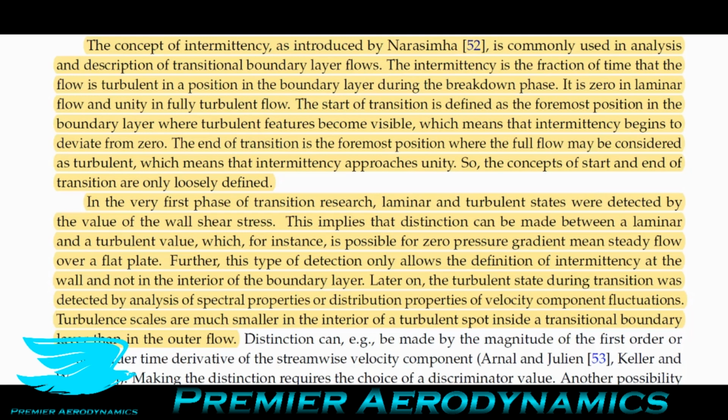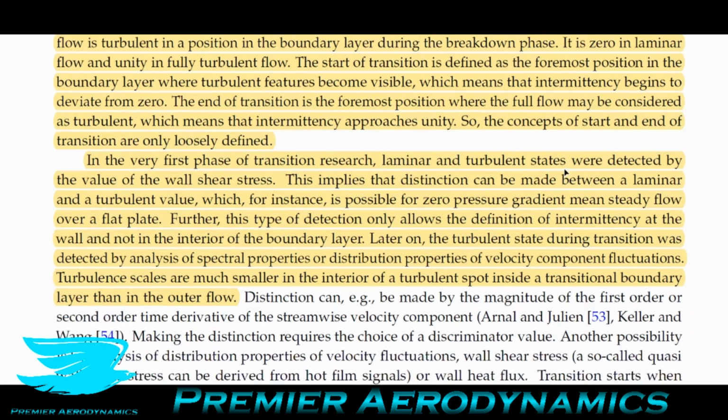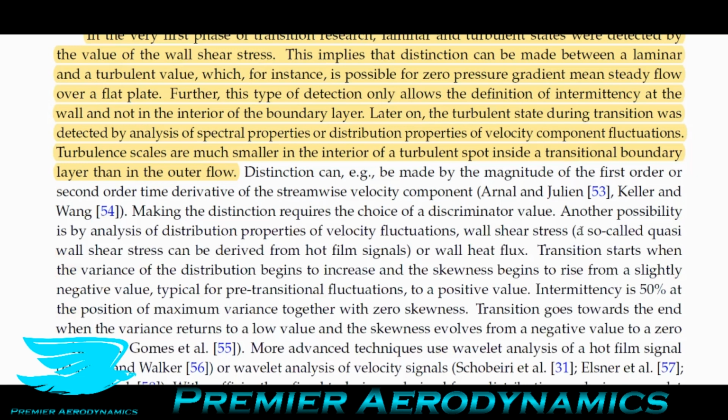So later on, the turbulent state during transition was detected by analysis of spectral properties or distribution properties of velocity component fluctuations. In other words, it looked at how the velocity was changing throughout the entire boundary layer and how violently it was changing effectively. If it changes a lot and very quickly, then we know that it's probably turbulent. That's another way of looking at it.